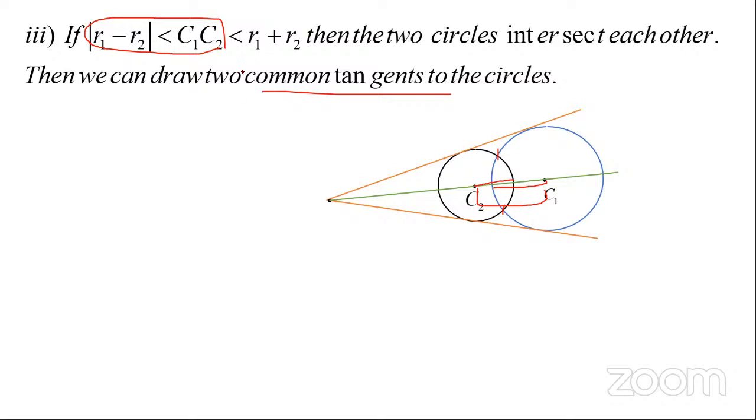Okay. So then here, see this. Now observe this. C1C2 is less than R1 plus R2. Same as it is. C1C2 value is less than R1 plus R2. So then the same will be here.